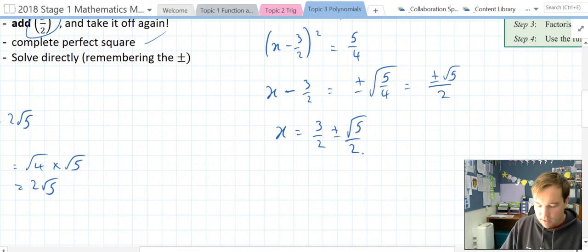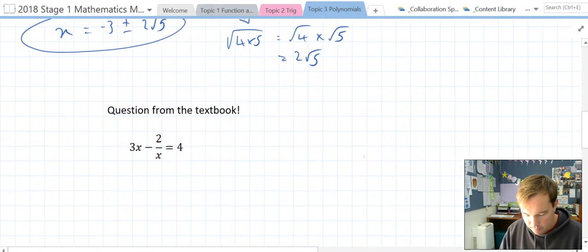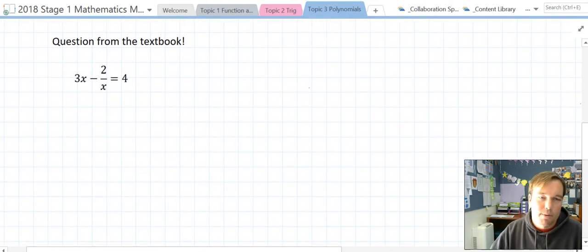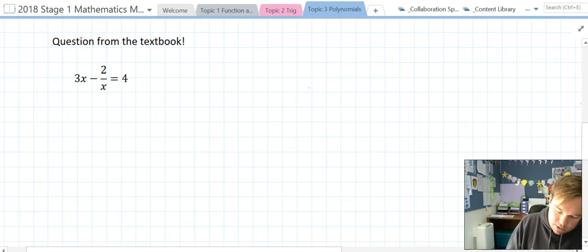Neat, huh? Last one, and I realise this is quite brutal for the video, but this is an exact question out of the textbook. Alright, here we need to do a few steps. First, we need to get it into general form. To get it in general form, multiply everything through by x to start with. So 3x squared minus 2 equals 4x.